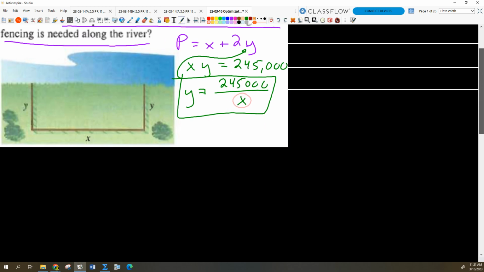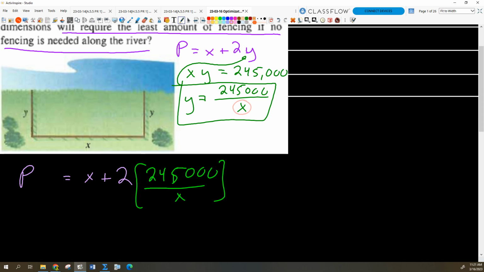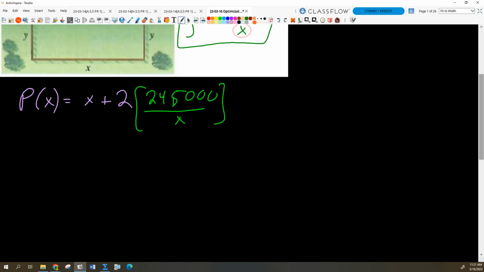So if we make our substitution, then what do we get? P is equal to X plus 2 times Y, and there's my Y, 245,000 over X. So then this, look what we got. We got P as a function of X. That's good. And if I just distribute that, I get what? I get X plus 490,000 over X. There's my function P of X.